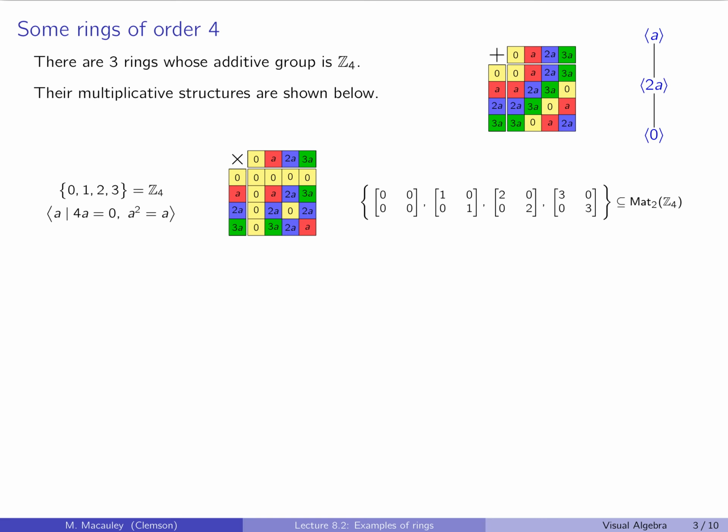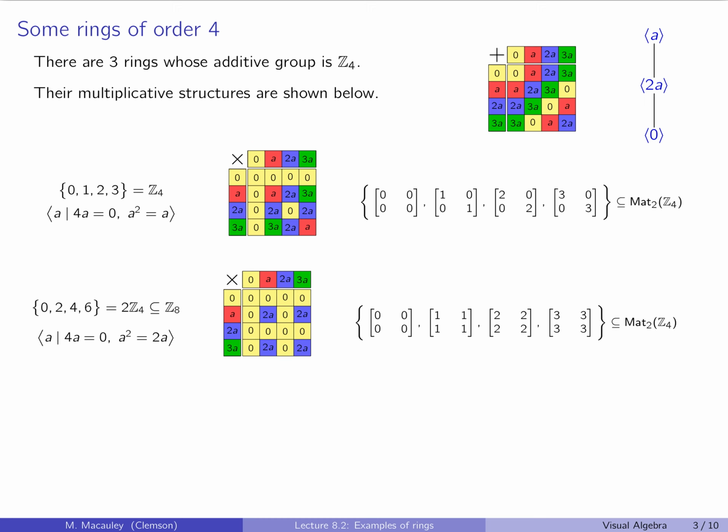So here's another way to represent this ring. You can think of this as these four matrices, the scalars of the identity, and if you add them together, this is the table. If you multiply them, you get this table.